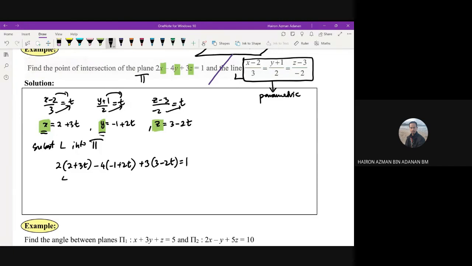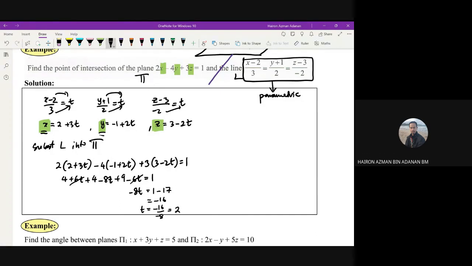Okay, just simplify. 4 plus 6t plus 4 minus 8t plus 9 minus 6t equal to 1. Okay, so 6t minus 6t we can cancel. So we have only negative 8t. So 4 plus 4 is 8. 8 plus 9 is 17. Okay, so 1 minus 17 lah. So we get negative 16. So t equal to negative 16 divided by negative 8. So you will get t equal to 2.